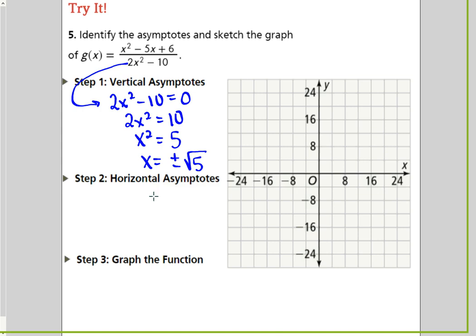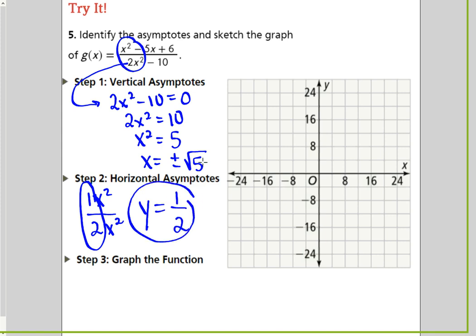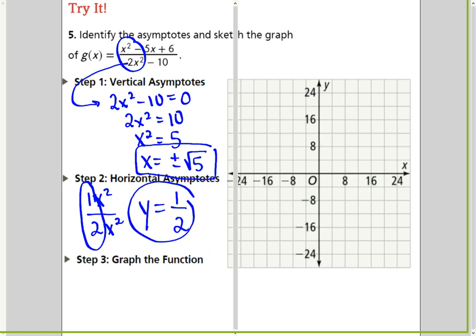For horizontal, you're looking here at the leading coefficients. If there's an x squared on top and an x squared on the bottom, 1/2 is where the asymptote will be. 1/2. So these are the verticals. This is the horizontal. And we have both of those problems complete.